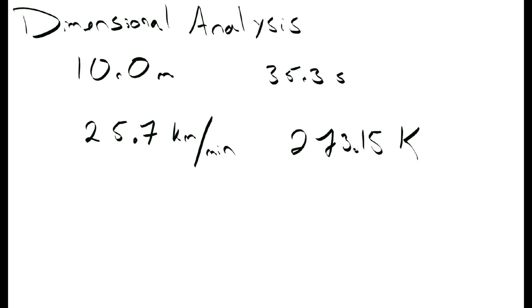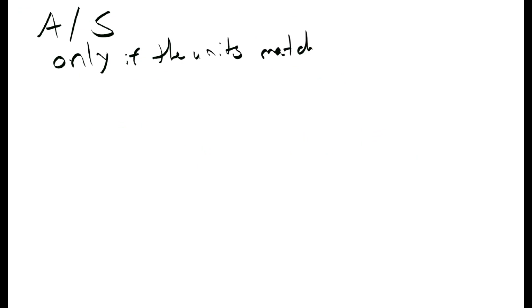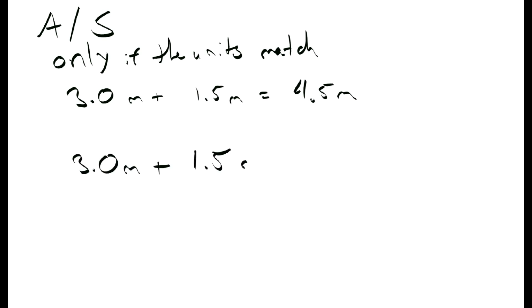And let's go ahead and do a little bit of math. Now, addition and subtraction only if the units match. Remember talking about prefixes. It's not just that the prefixes have to be the same. You have to be doing the same property. 3.0 meters plus 1.5 meters equals 4.5 meters, right? That's sensible. If you travel 3 meters and then you travel an additional 1.5 meters, how far have you gone? 4.5 meters. But 3.0 meters plus 1.5 grams equals, you know, a poop emoji. There's no sense there. It doesn't make sense.